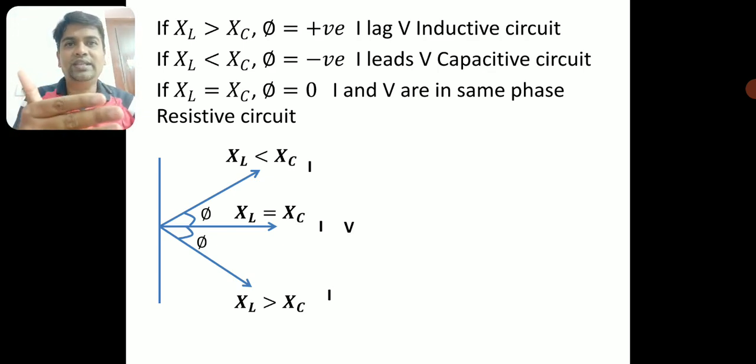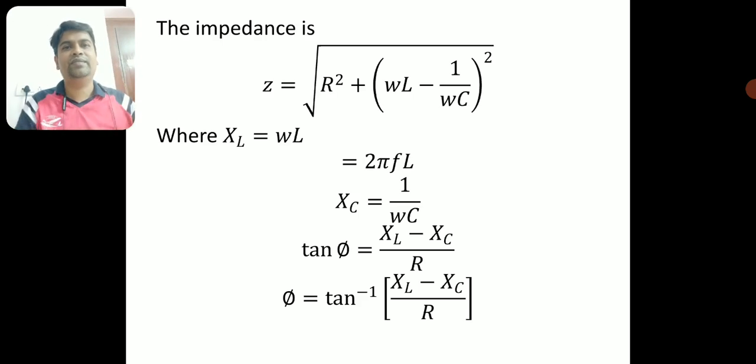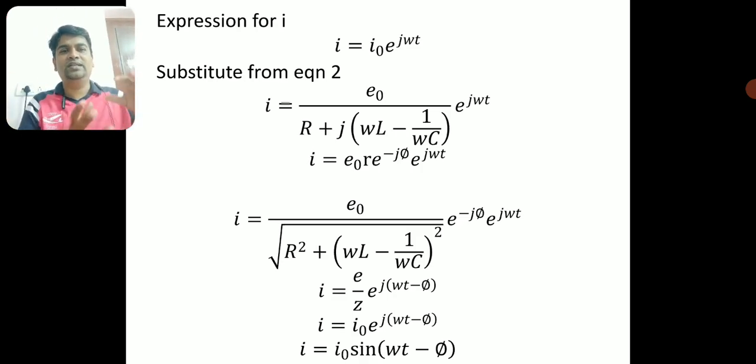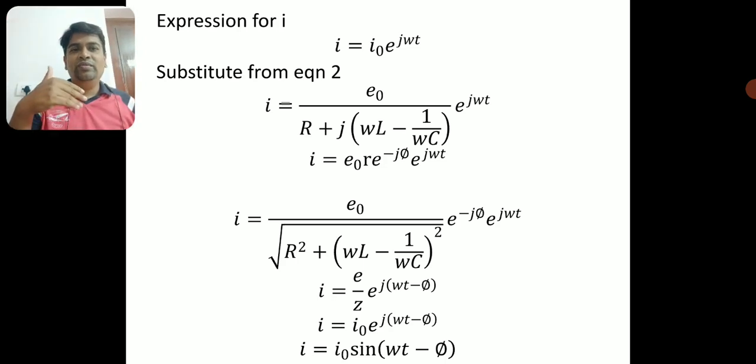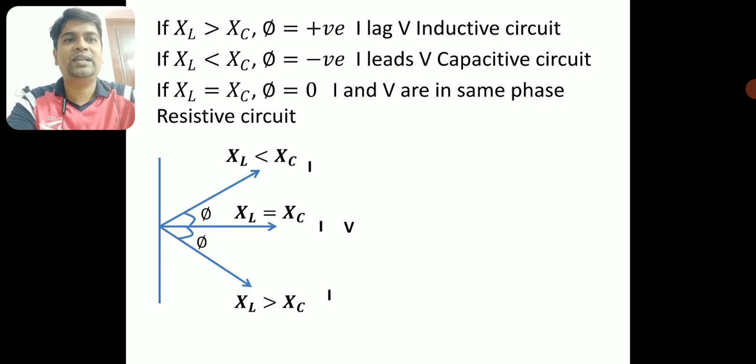Look at the second case. In case 2, XL is less than XC. If XL is less than XC, you try to find the sign of phi. Phi is negative. If phi is negative, you look at the current equation: I naught sine omega t plus some quantity, because phi is negative, minus of minus is plus. So it will be omega t plus some angle. So now we are finding a plus in the current equation. So current will be ahead of the voltage. Current leads the voltage. So that is a capacitive circuit.